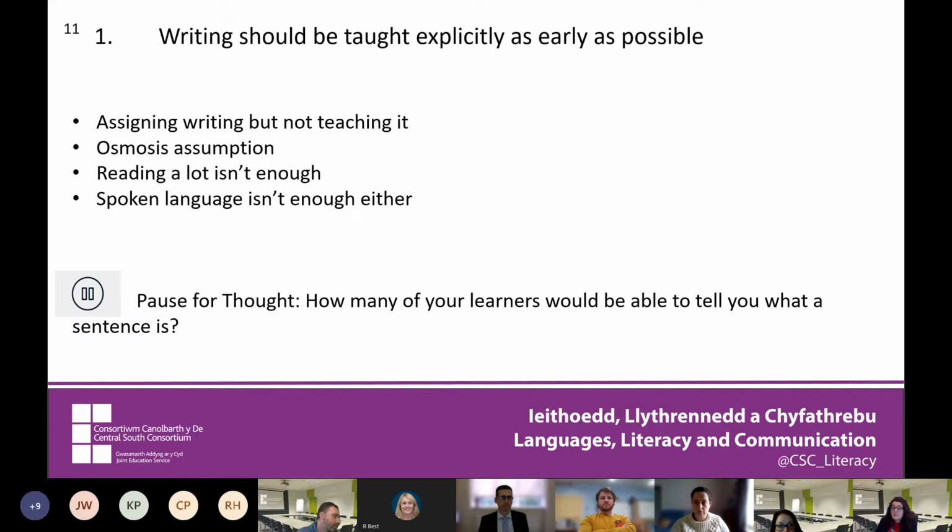So let's look at principle one. Writing should be taught explicitly as early as possible. So there is a real issue with conflating the assignment of writing with teaching it, but they're not the same thing. We can ask learners to do lots of writing, but that doesn't mean that we're helping to develop the skills needed to write. We can sometimes assume that it's caught and not taught.